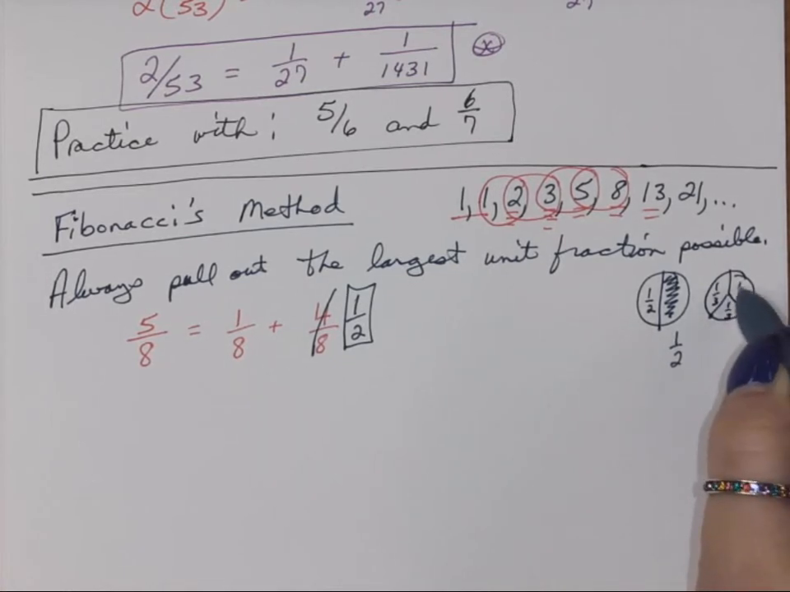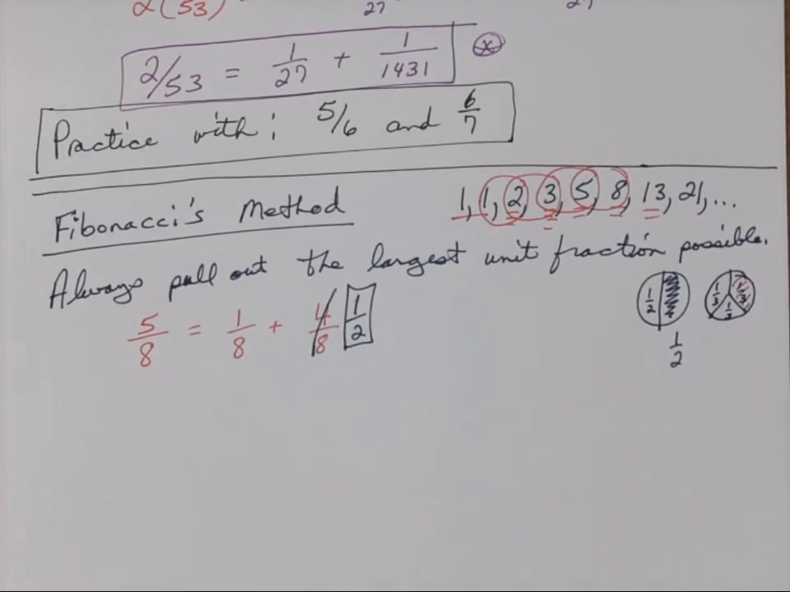1/3, 1/3, 1/3. And if I want, I can shade one of those. Okay, so then that's the next largest piece of the pie, and so on and so forth. So the largest possible unit fraction is 1/2.